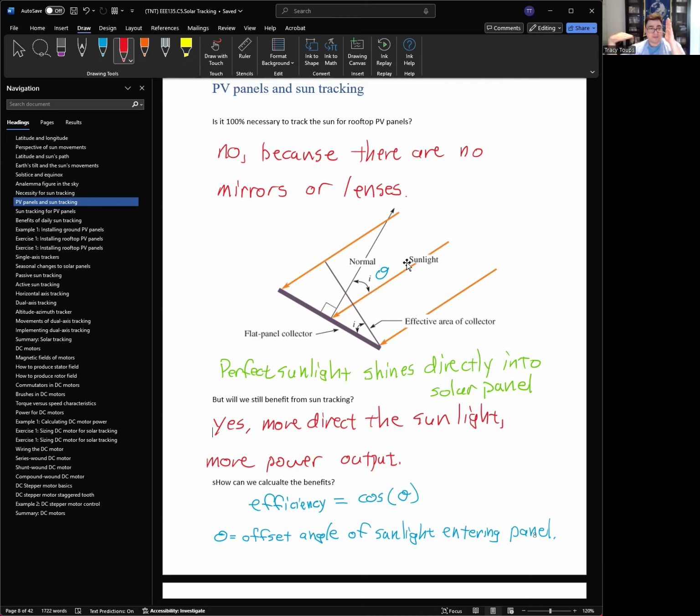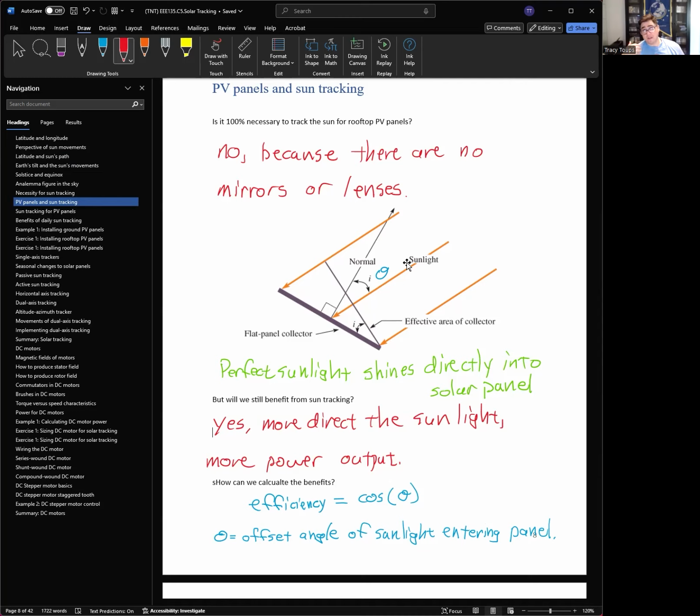So if you're at 90 degrees, meaning the sunlight, so this is your perfect angle for the sunlight, and you're 90 degrees off, you're completely missing the solar panel. Cosine 90 degrees is 0. You're going to get nothing, right? If you're 45 degrees off, you're going to get about 70% efficiency.